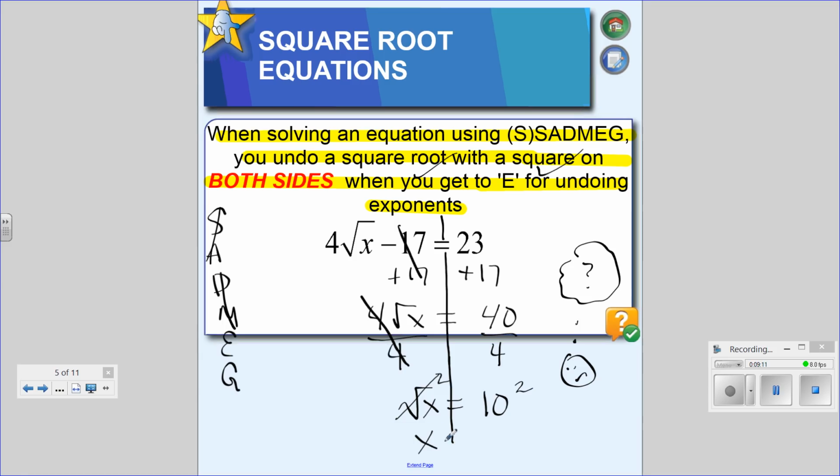And voila, it cancels out on this side. I have x, and 10 squared is, hopefully you know this by now, 100. Right? And just like any other equation, you can go back and see if it makes sense. Plug it back in. 100 in for x. The square root of 100 is 10, times 4 is 40, minus 17 is 23. Our solution checks out. Moving on.